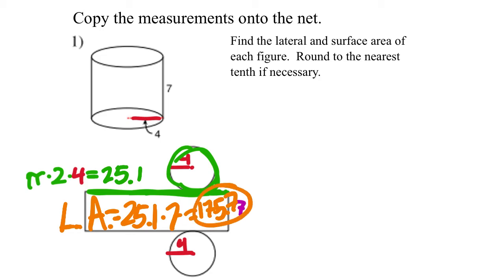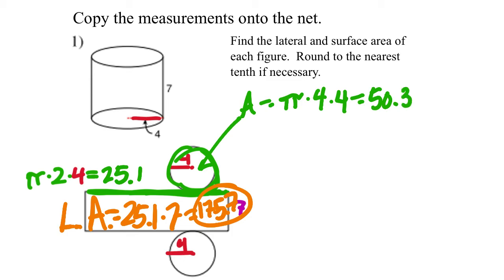But to find the full surface area, I need the area of the circle here. So that area would be pi times the radius times the radius. So let's see what that is. Pi times 4 times 4. That's 16 pi, but again, I want the decimal to the nearest tenth. I got 50.265, so I'm going to make that 50.3.